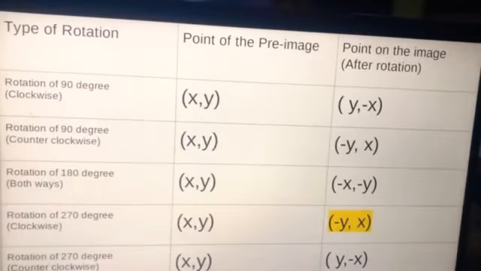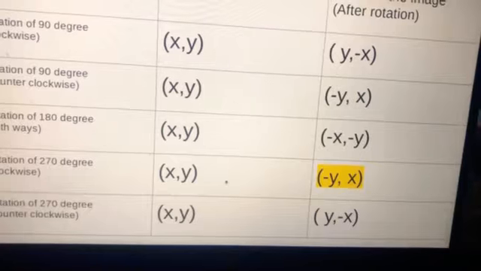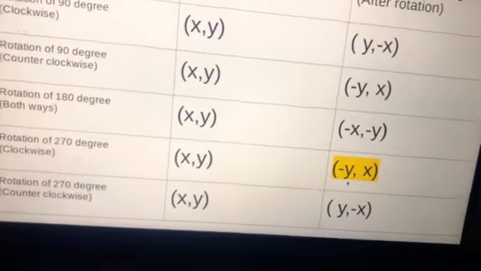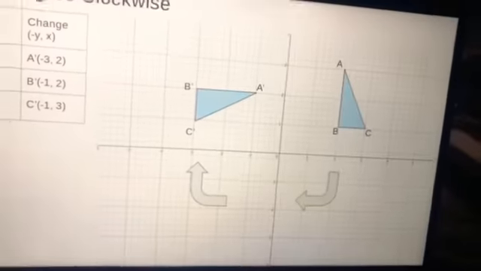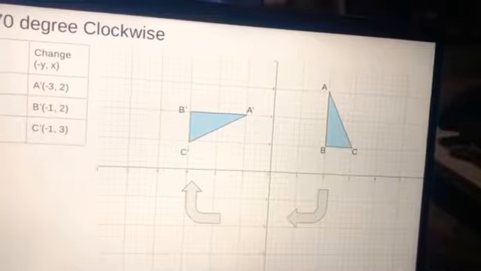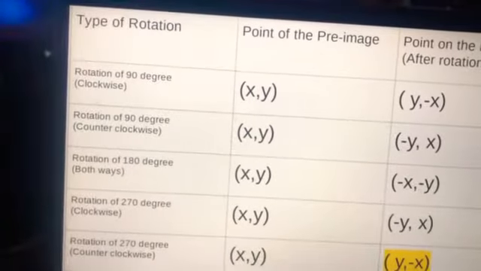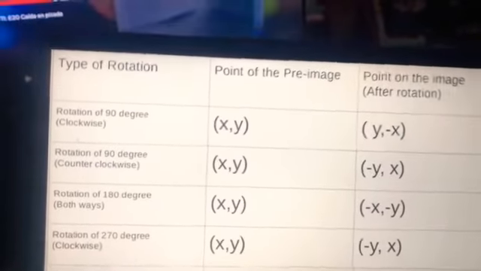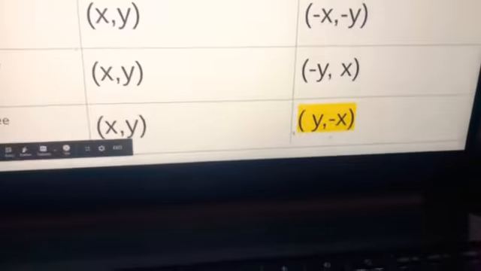For 270-degree clockwise, you're gonna flip the axis and change the y into negative, or the opposite, like this. It's the same as 90-degree counterclockwise. And for 270-degree counterclockwise, you're gonna do the same thing as 90-degree clockwise. You're gonna flip the axis and change the x, as you can see here.